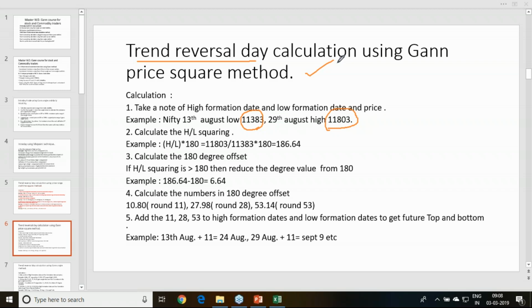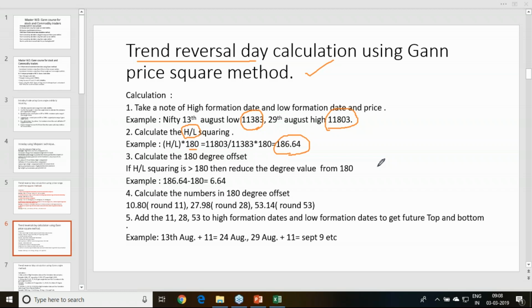So to make it very simple, after prolonged years of study, I found out that this is the way this method can be applied. Here one high price has formed, one low price has formed. We just take the high and low price and we need to find out the high-low squarings. So high divided by low multiplied with 180. 180 is a half circle. So this will give us the part of our high-low squaring.